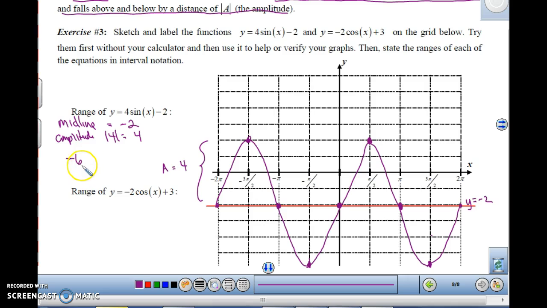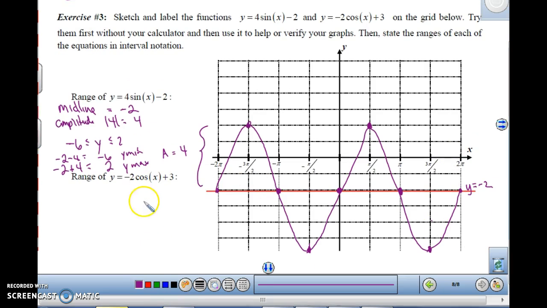And then it goes to 1, 2, 3, or excuse me, 1, 2, there. So it's 2 above the midline, so it's -2 minus 4 gives me -6, and -2 plus 4 gives me 2. So that's where the values came from. So this is y min, and this is y max.